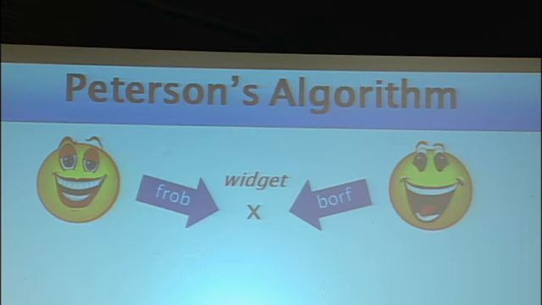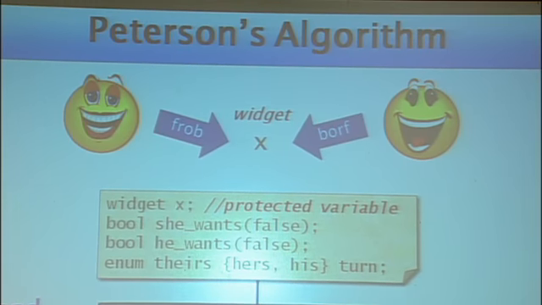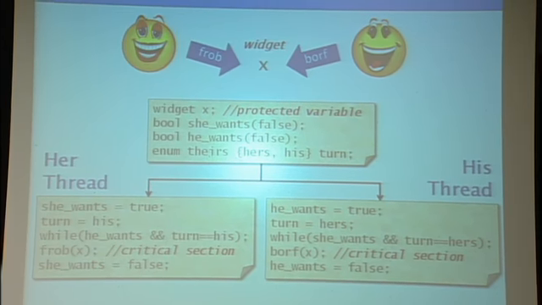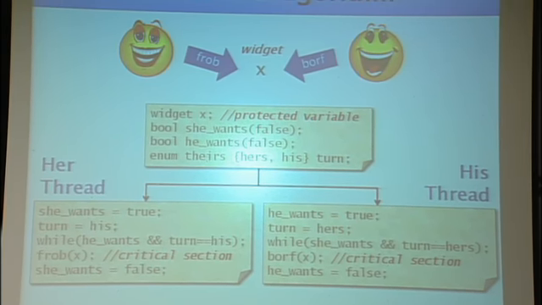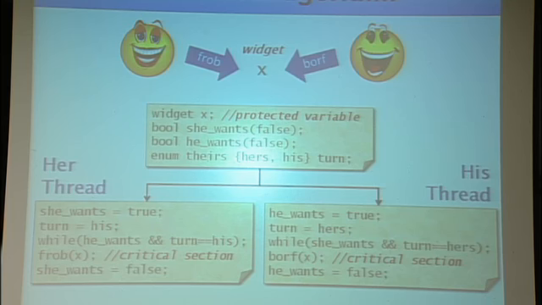So how do we do that? Well, here's the code. We're going to set up some things before we start he and she operating. We're going to have our widget X, that's our protected variable. And we're going to have a Boolean set initially to false that says whether she wants to frob it. We don't want to make them frob it unless they want to frob it, and we don't want him to borf it unless he wants to borf it. And we're going to have an extra auxiliary variable, which is whose turn it is. So they're going to sort of take turns, but that only is going to come into account if they have a conflict.